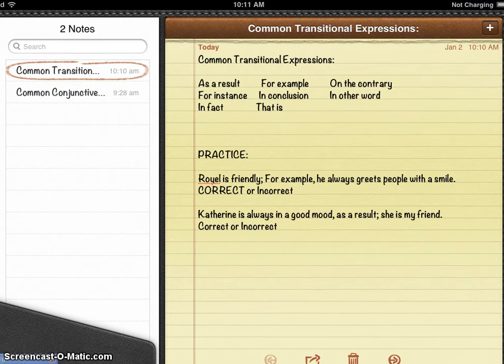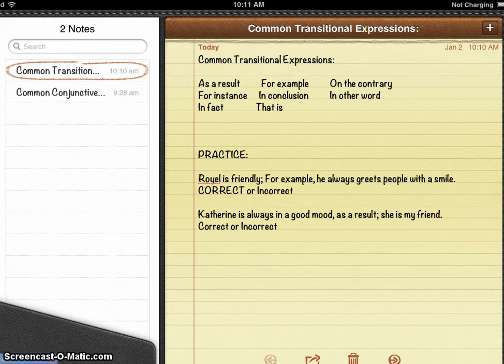Here are some examples of common transitional expressions: as a result, for instance, in fact, for example, in conclusion, that is, on the contrary, in other words. Here's practice. Rael is friendly; for example, he always greets people with a smile. The sentence structure is correct because a semicolon is before the common transitional expression, for example, and a comma is after it.